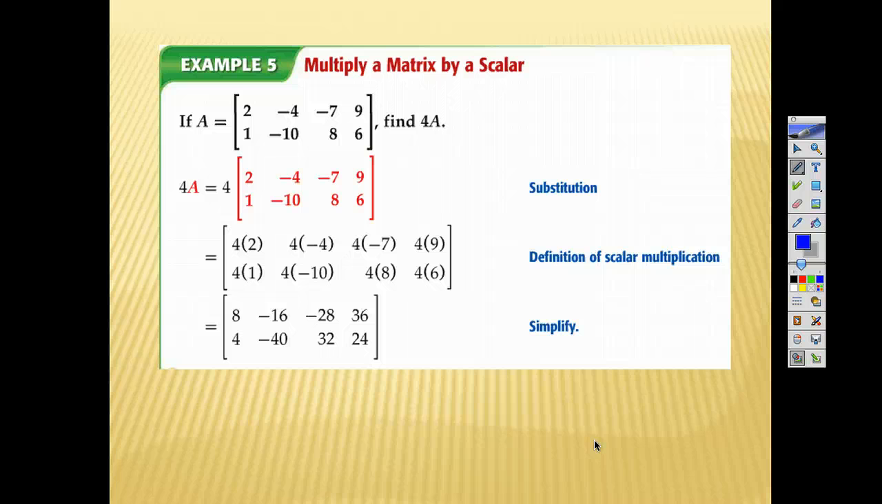All right, so how does this work? When you are multiplying, you have matrix A, and they're saying find 4A, so multiply everything by 4. Everything inside gets multiplied by 4. So 2 times 4 is 8, negative 4 times 4 is negative 16. All the elements get multiplied by the same number, 4. And that will be your answer in the bracket.